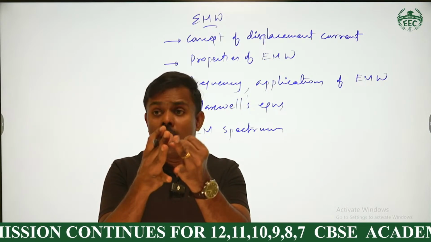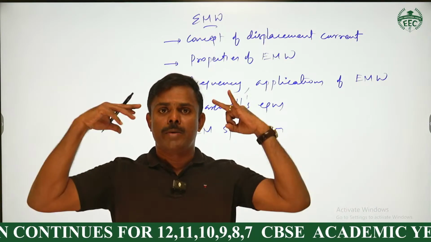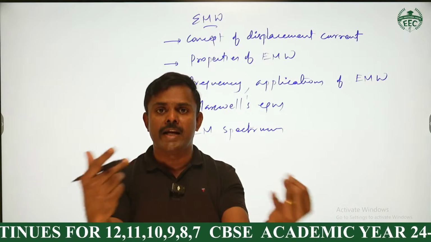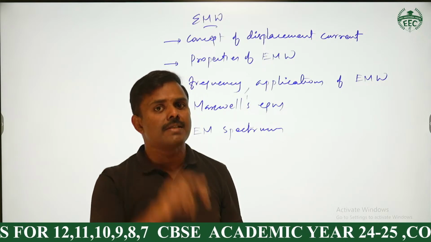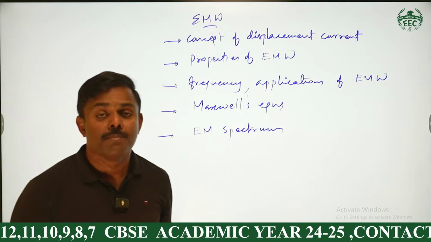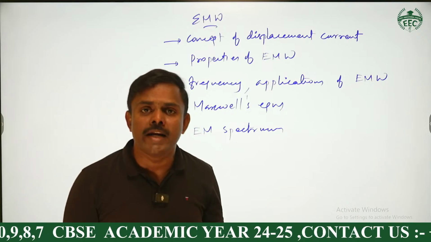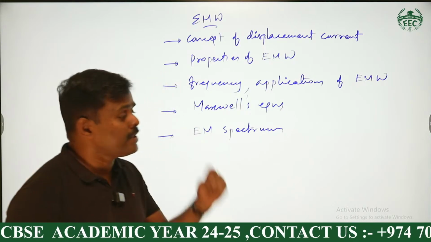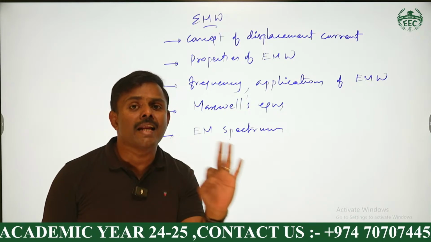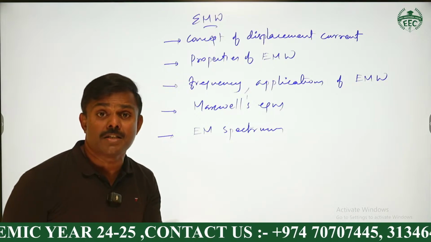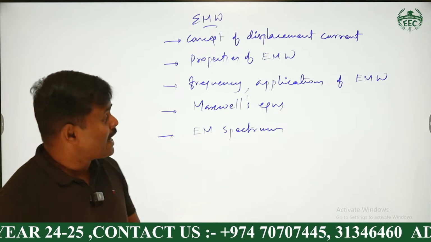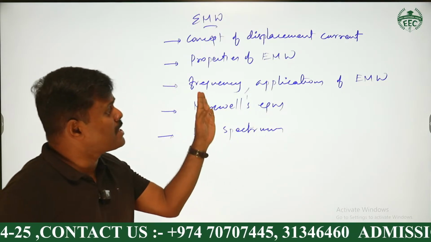If I remove all the air from my room, you won't be able to hear me because sound would need a medium to travel, but you could still see me. Why? Because light does not need a medium to travel. So that is the second property. Then all can be polarized. Polarization is possible with electromagnetic waves.